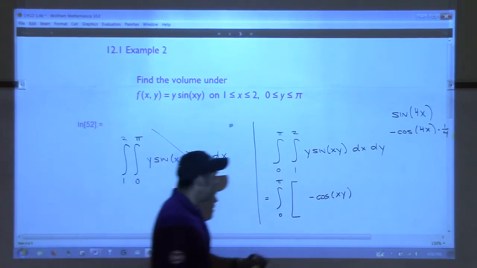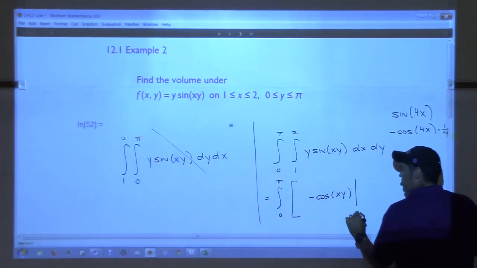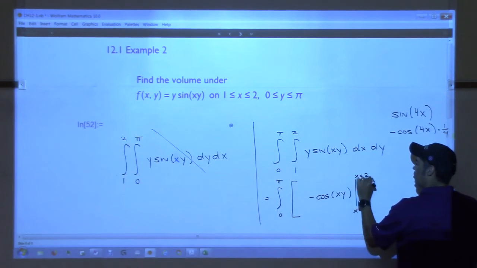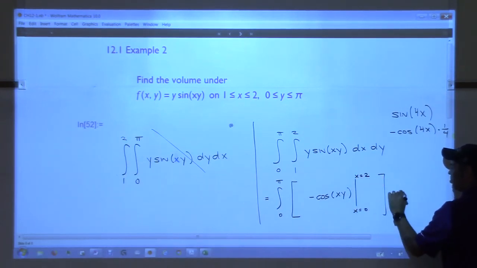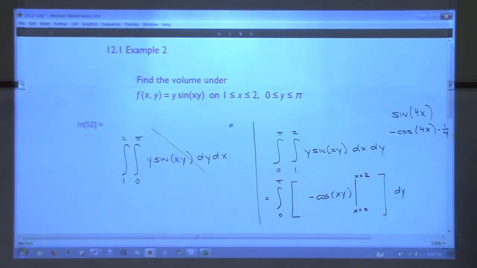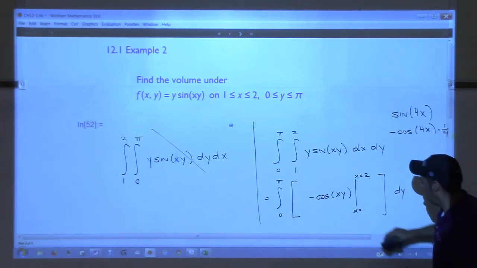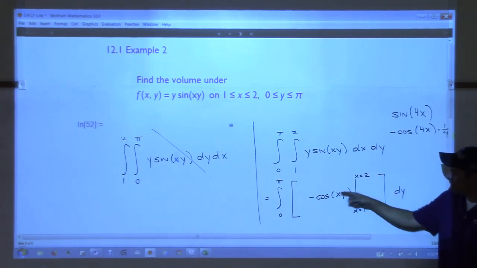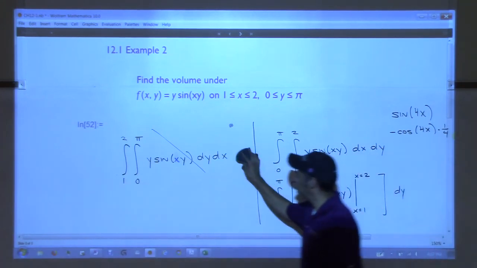All right, so that's it. And then we're going to be replacing x with 0 and x with 2, and then once we're done with that, we'll do our integration with respect to y. It's 1 and 2. Was it 1 and 2? Yes. 1 here and 2. So now we plug in: 2 goes in for x, 1 goes in for x.